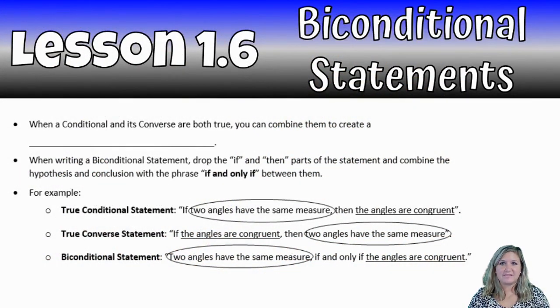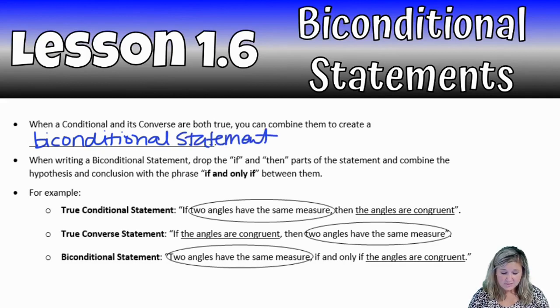Biconditional statements. So basically it's true going forwards and backwards. The conditional statement is true, but also the converse is true. So when a conditional and its converse are both true, you can combine them to create a biconditional statement.